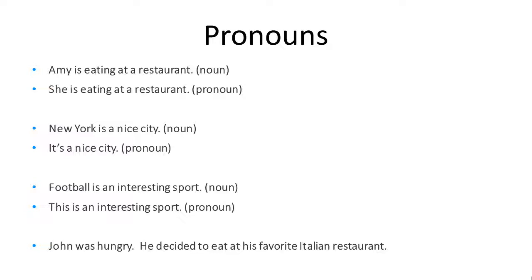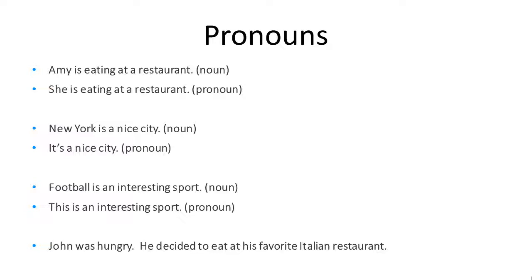So if we take a look at this first example here, Amy is eating at a restaurant. Amy, of course, is a noun. That is a proper noun, of course, since it is a specific name. And of course, Amy is the subject of the sentence. Now let's take a look at this second sentence. She is eating at a restaurant. She replaces the noun Amy. That's why the word she is a pronoun. And again, Amy was the subject of the first sentence, and the pronoun she is the subject of this sentence. So that is what this pronoun is doing. It's replacing Amy, and we're putting in place the word she. So again, nouns and pronouns are very, very closely related, as you can see.